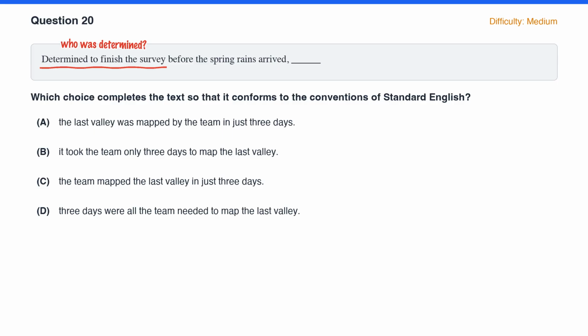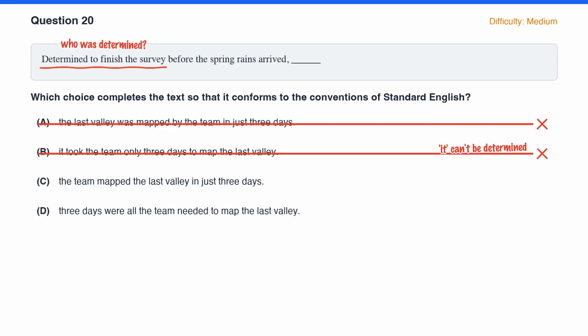Choice A makes the last valley the subject, but a valley can't be determined to finish anything off the list. Choice B starts with it, an empty placeholder nobody could call determined, so cut it. Choice D puts three days up front, and days can't run a survey. That dies too. Only choice C names the team, the ones who were actually determined.